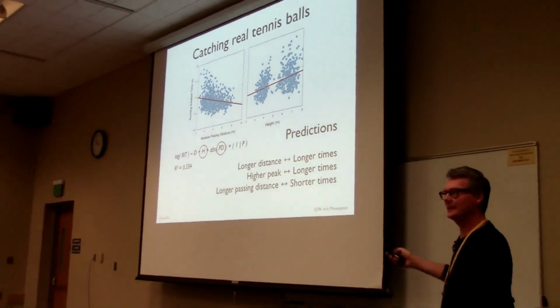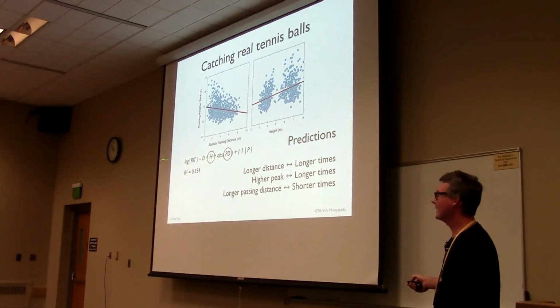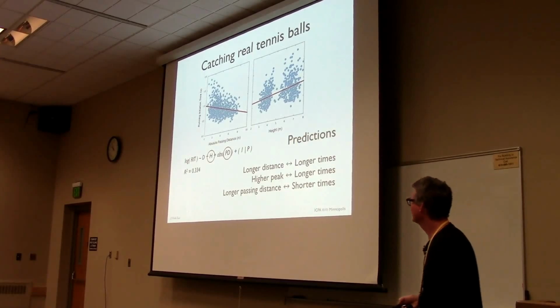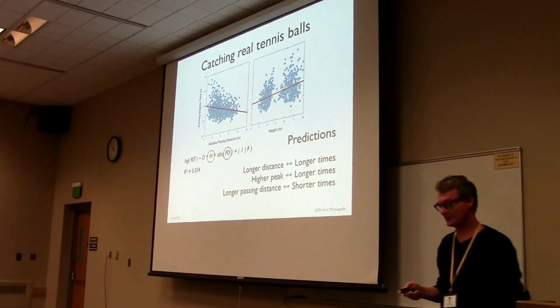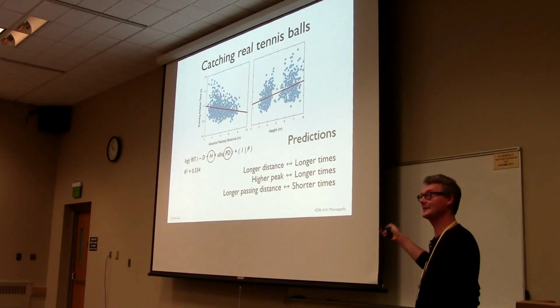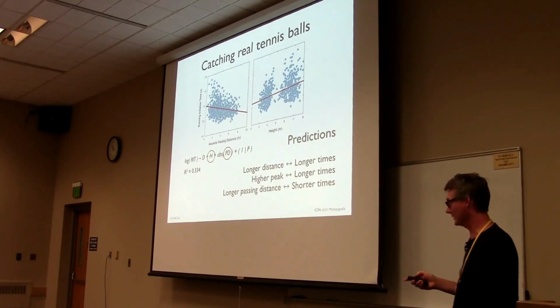So R squared. You can compute R squared. It's about a third of the variance. So it's not bad if you consider that we look at each individual trial here and do not do averages.